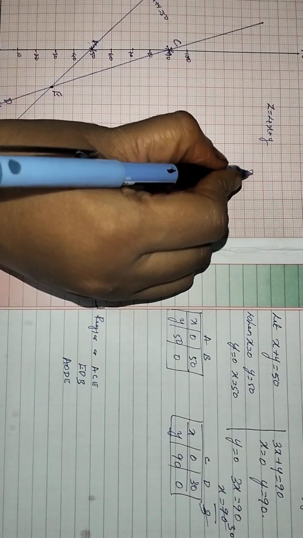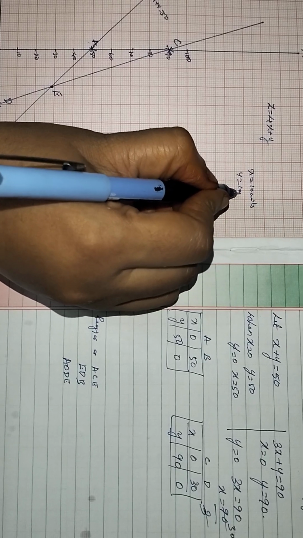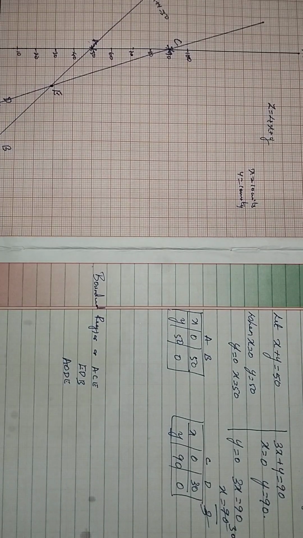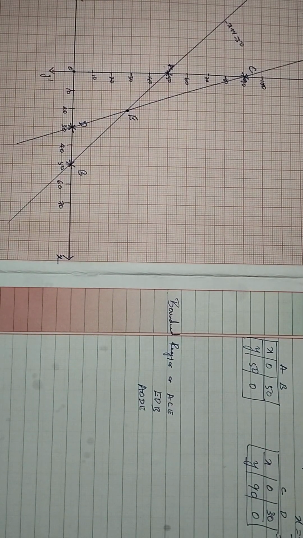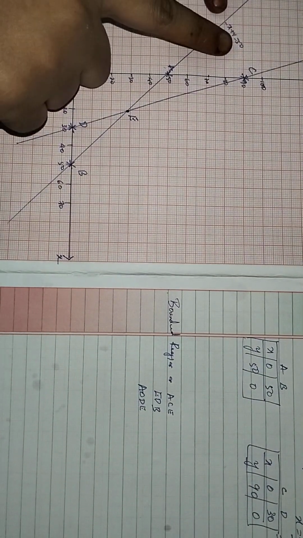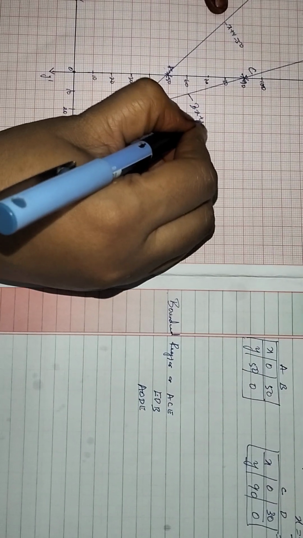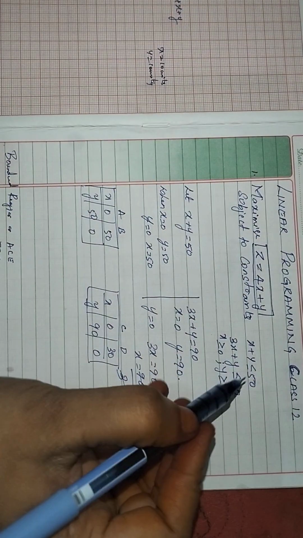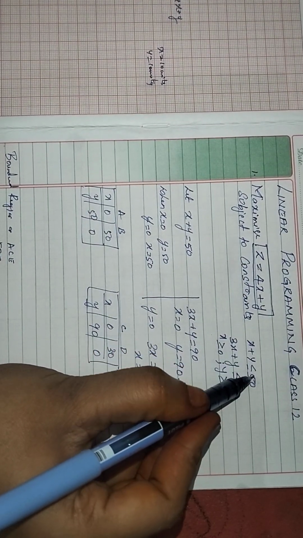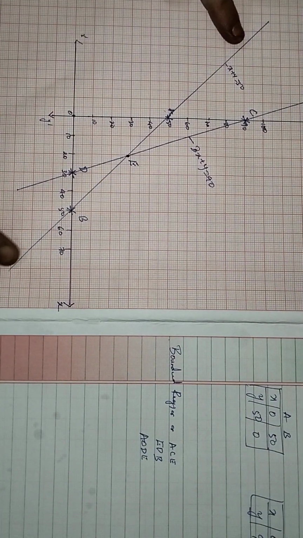And here the scale: x-axis 10 units, y-axis 10 units. So to find that, we have to analyze the curve. So let's start with the line x plus y is equal to 30, and this line is 3x plus y is equal to 90. Now read the constraint. The line x plus y is less than or equal to 50. So where is the line? This is the line. X plus y less than or equal.